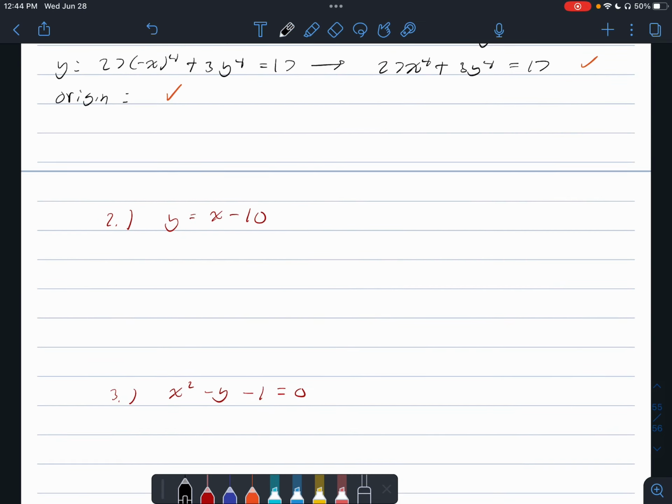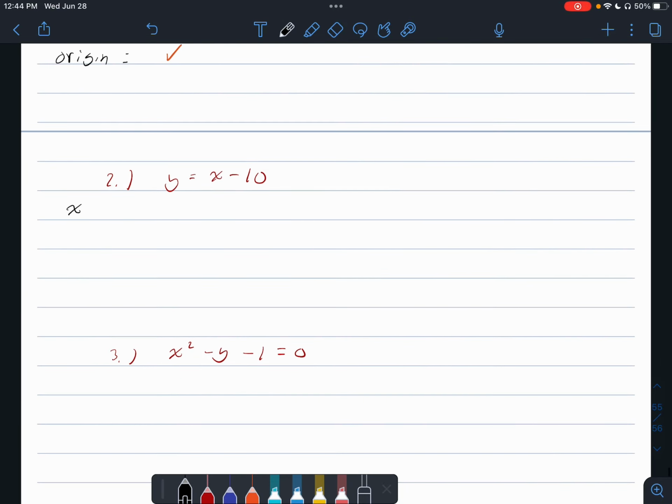Okay, let's check this one. Here we have y equals x minus 10. So let's check for symmetry with respect to the x-axis. To do this, we replace y with negative y. So we'll get negative y is equal to x minus 10. Okay, so we can divide both sides by negative 1, and doing this gives us y equals negative x plus 10, which is not the same thing as our initial equation. So it is not symmetric with respect to the x-axis.